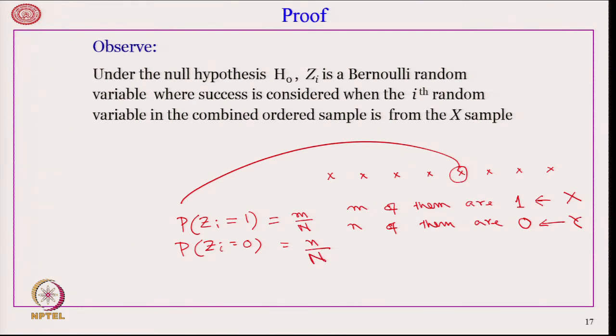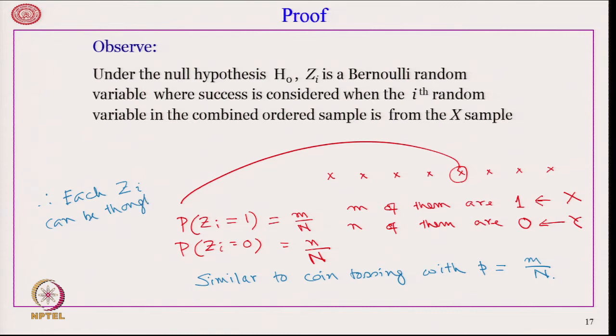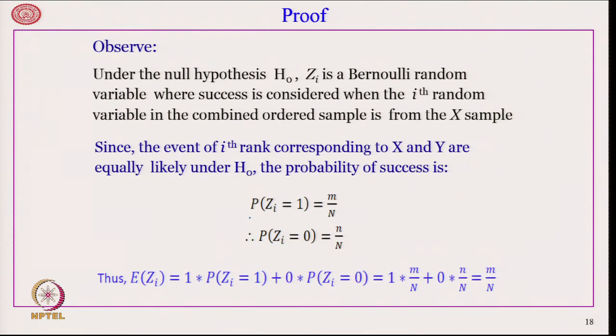Therefore, it is similar to a coin tossing with p equal to m by N. Therefore, each Z_i can be thought of as a Bernoulli random variable with p equal to m by N. This is what we have written here, that probability Z_i is equal to 1 is m by N, and probability Z_i is equal to 0 is equal to n by N.